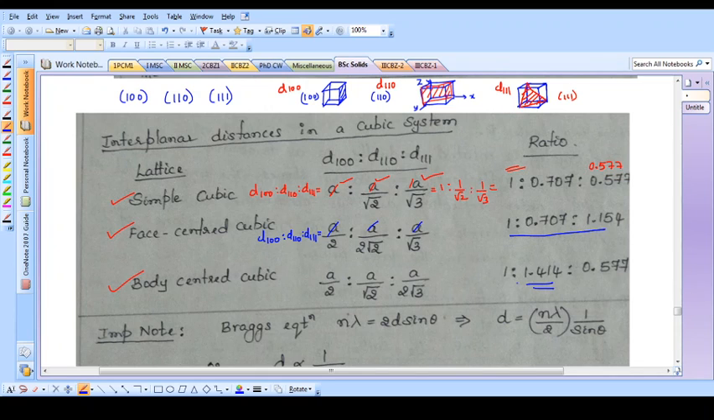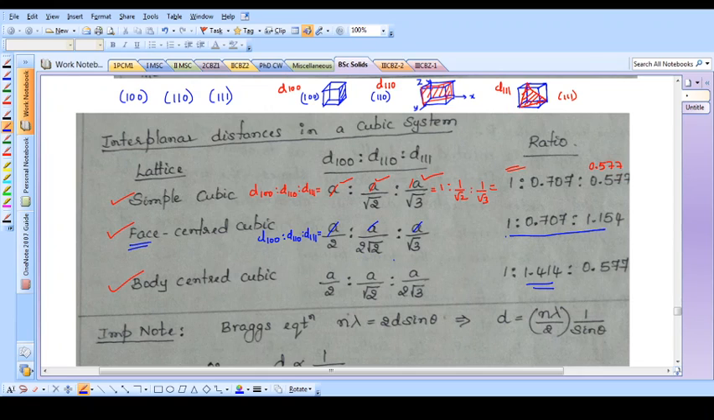If the ratio is 1 is to 0.707 is to 1.154, if the ratio is very close to 1 is to 0.707 is to 1.154, what does it mean? It means that the given crystal system belongs to face-centered cubic lattice.